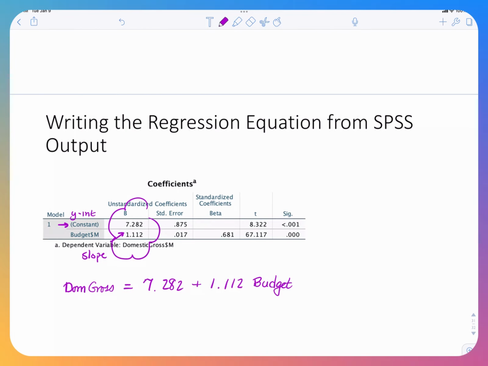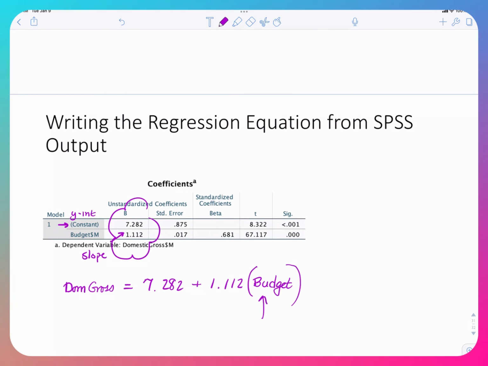What would you use this for? You would use this to make predictions. So for example, if you knew the budget of a movie, could we predict how much money it's going to make? Given the budget of the movie, we would input that here into the equation, use a calculator and work that all out, and we could predict how much money the movie was going to make.